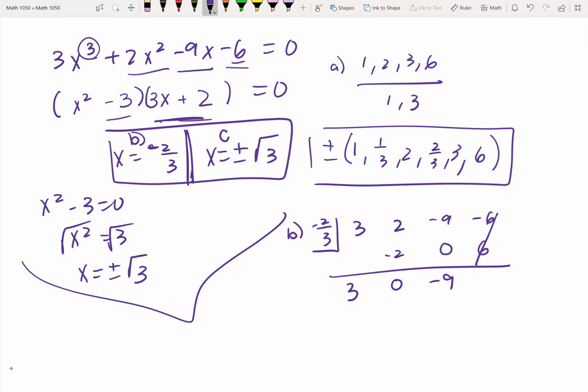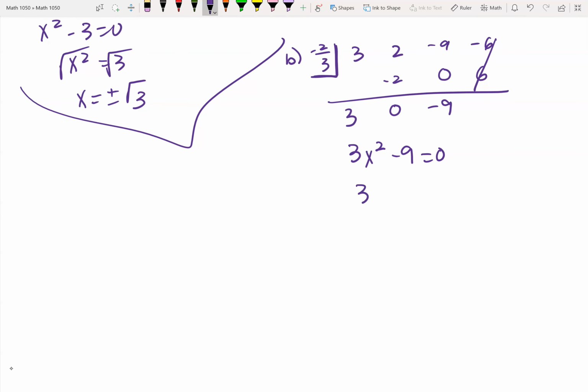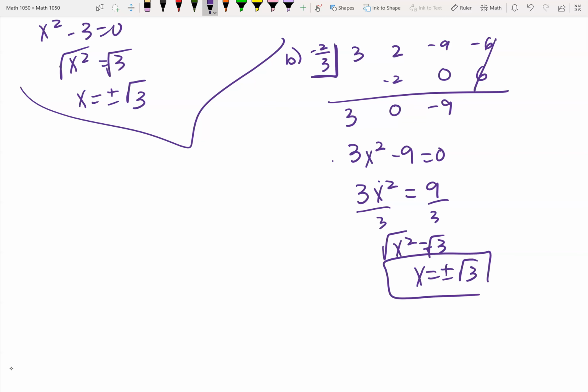This was a third. Synthetic division once is 3x squared plus 0x minus 9. The 0x is not necessary, so I would just write 3x squared minus 9 equals 0. And then I'm going to take out a 3. There's so many ways to do it. I'll do it kind of similar to the other one. Move your 9 over, divide by 3, x squared equals 3, square root it, x equals plus or minus the square root of 3, and that is the answer to part C.